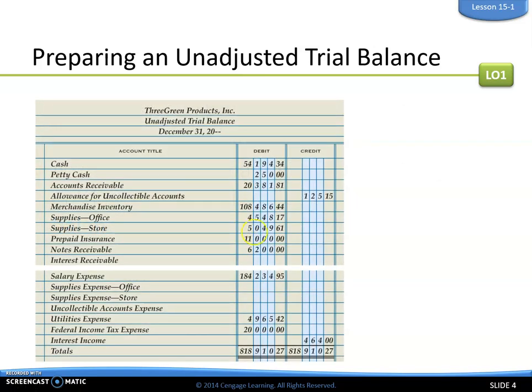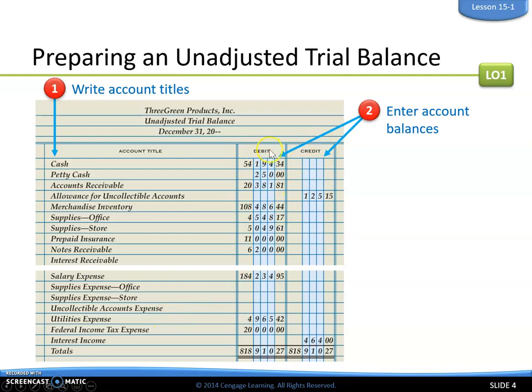This is showing us an example of an unadjusted trial balance. Up here at the top, we have our heading. Our heading always answers those three questions: who, what, and when. Notice the when on our unadjusted trial balance is the specific date that we are putting in those balances. Then we write all of our account titles and list our balances for those account titles. You will notice we have some, like our supplies expense account and our uncollectible accounts expense, that do not have a balance. However, we are still listing them on the unadjusted trial balance.